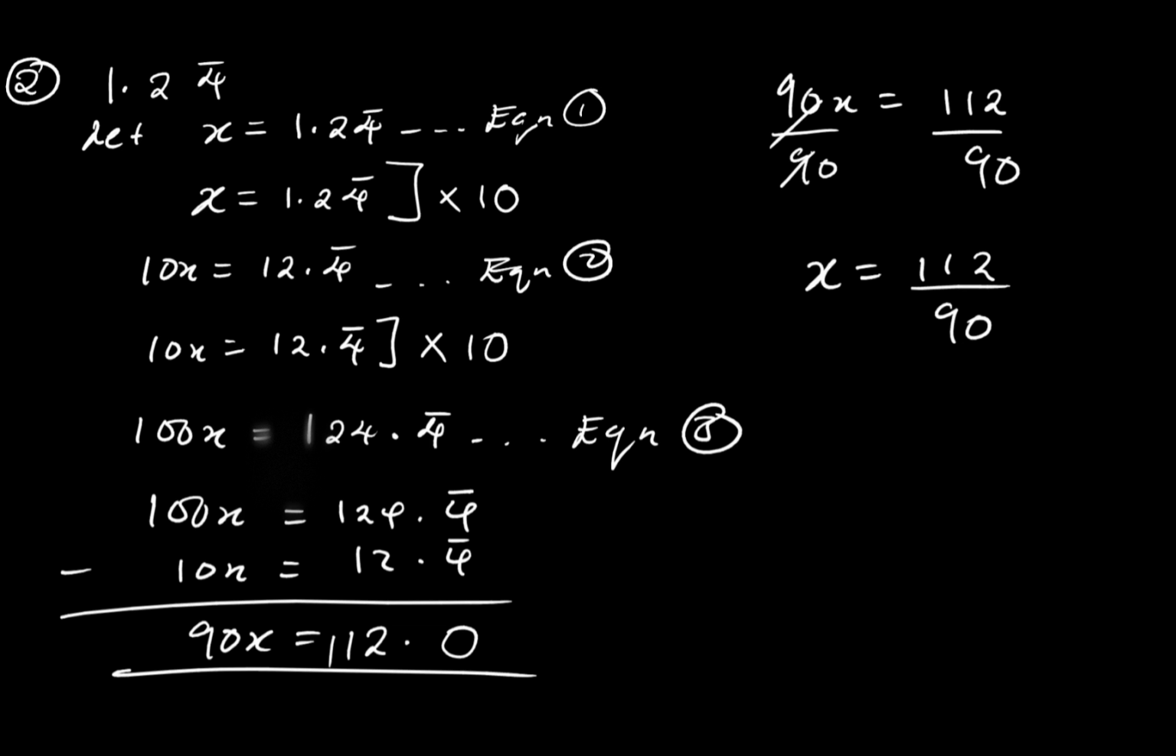Now we can't end here. We have to simplify this. Now looking for a number, I can go into these values, which is basically 2. If 2 goes into 112, we get 56. And when 2 goes into 90, we get 45. And that is our expression that we need.